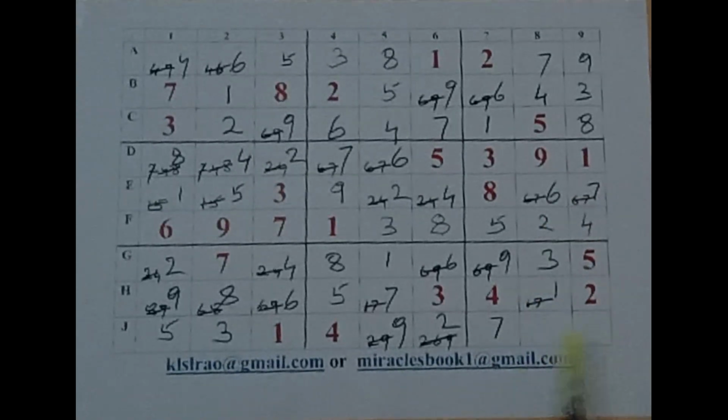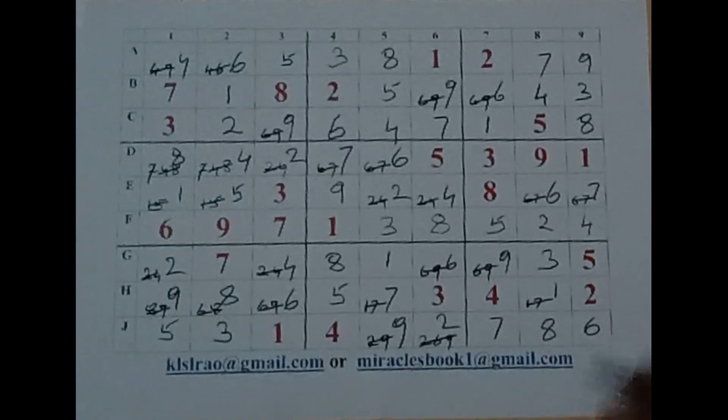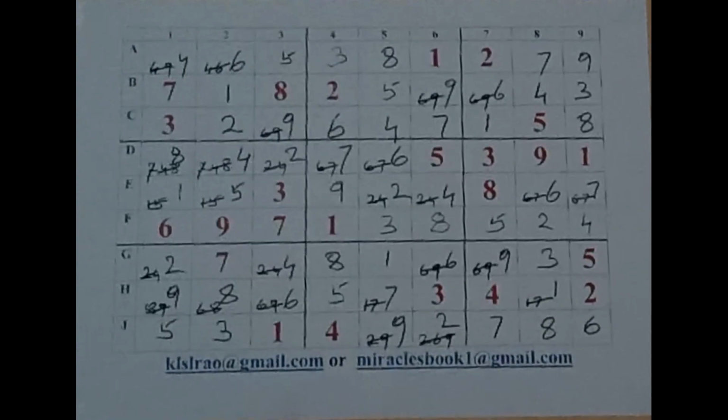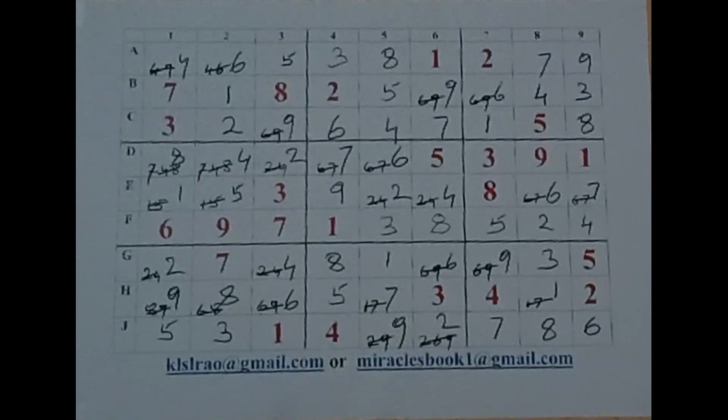Now what is remaining? Only these two cells. We require 6 and 8 for these two cells. We have a 6 there, 8 there, therefore we write over 8 here and 6 there. So my friends, we have solved this puzzle. I do not know whether it is a hard puzzle or what, but the way it got solved is interesting.